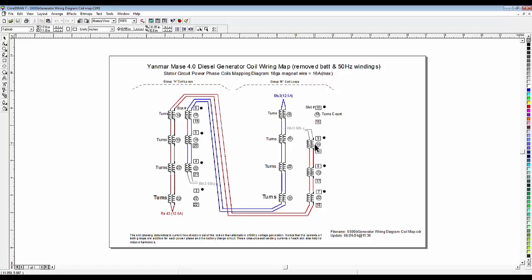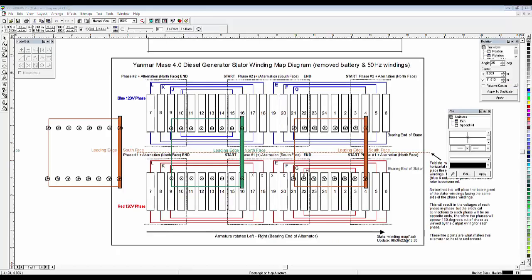So hopefully that explains why I had to change these dots and why they're correct now. And last but not least, we're going to take a look at this linear map of the windings also, which we've gone over before in previous videos. Right now we're showing where there's zero current being produced in any of the windings.